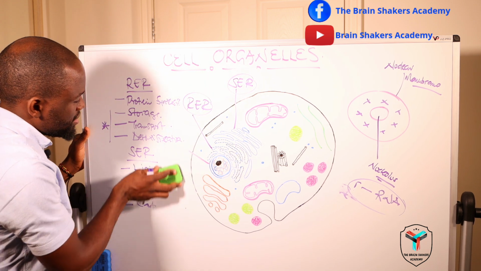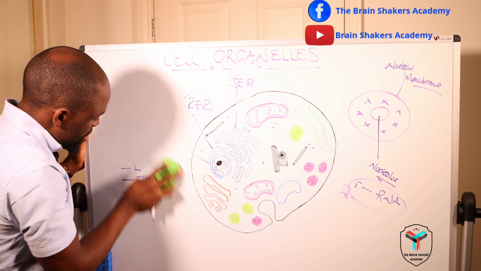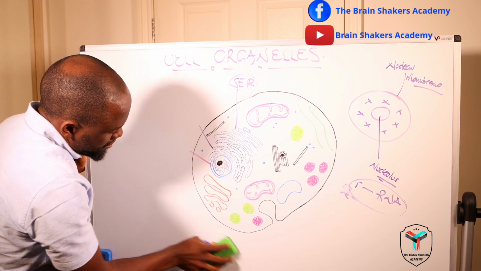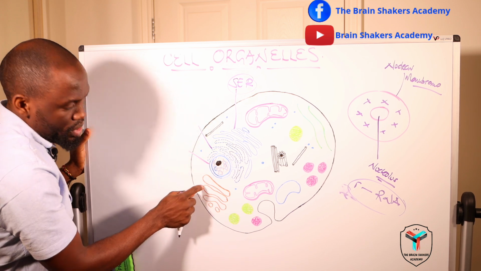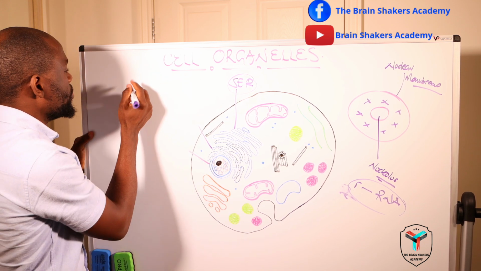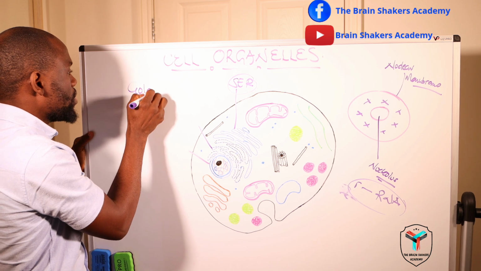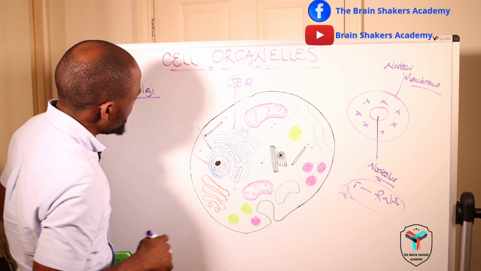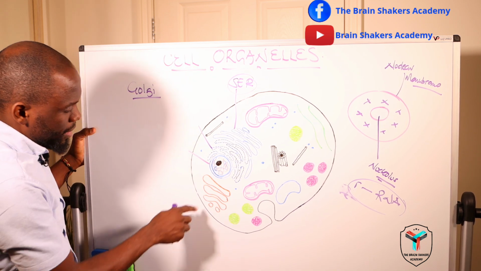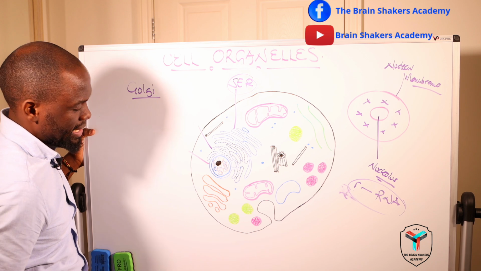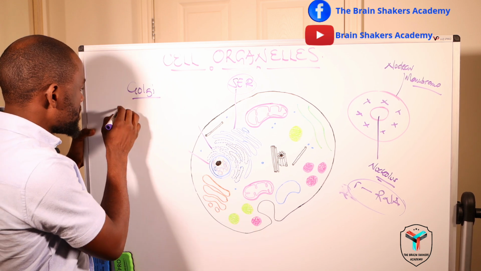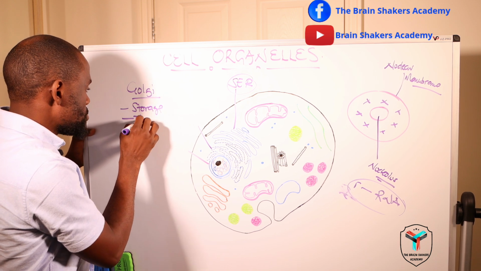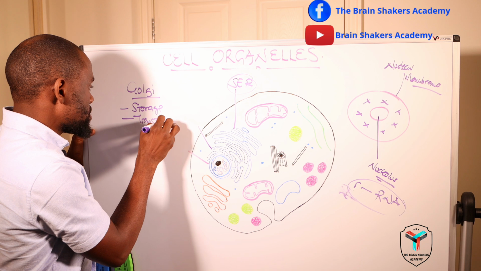Now, having looked at the two different endoplasmic reticulums, we can look at another membrane-bound organelle, which is the Golgi apparatus, also called the Golgi complex or the Golgi body, and it is named after an Italian scientist. Now, the role of the Golgi apparatus is storage and transport. So it plays a key role in storage and also in transportation.